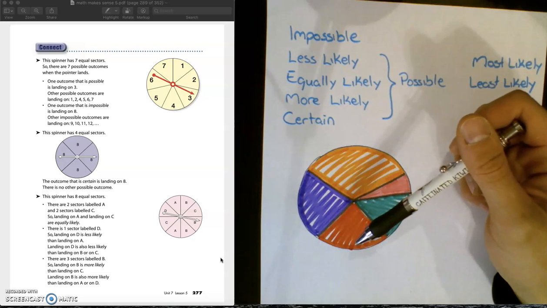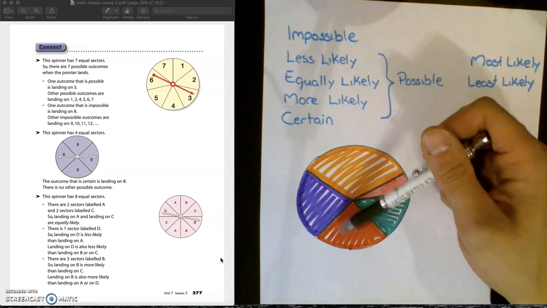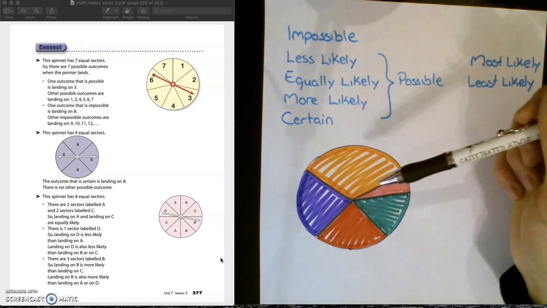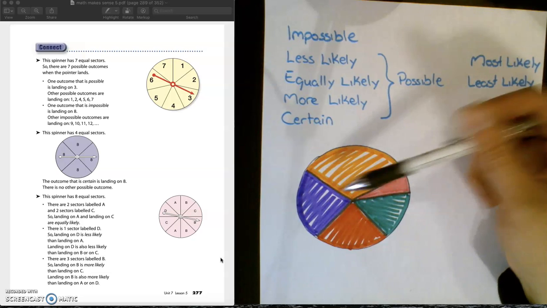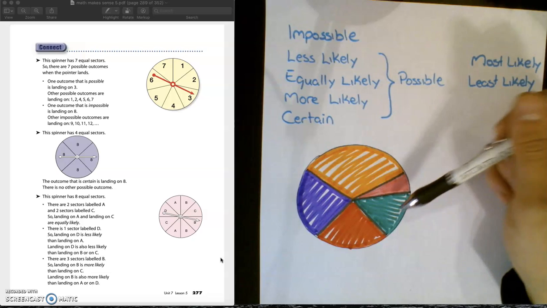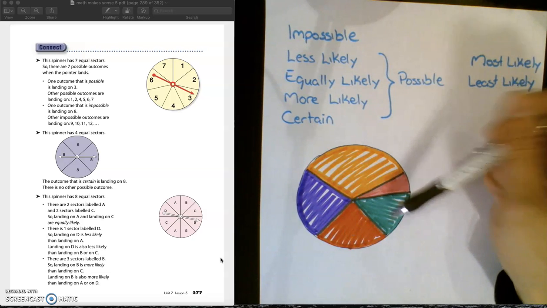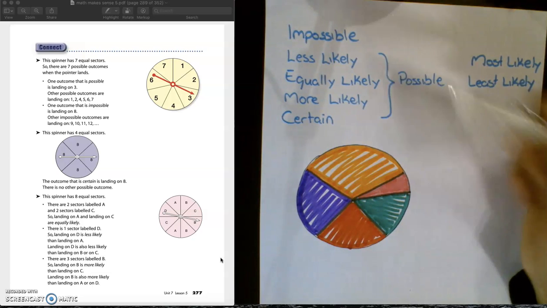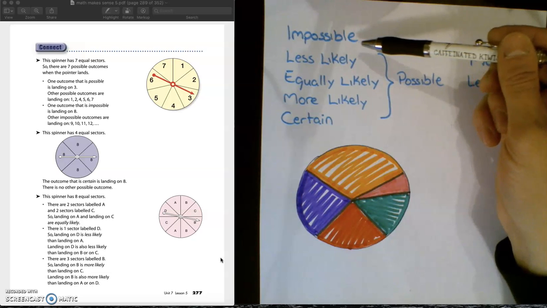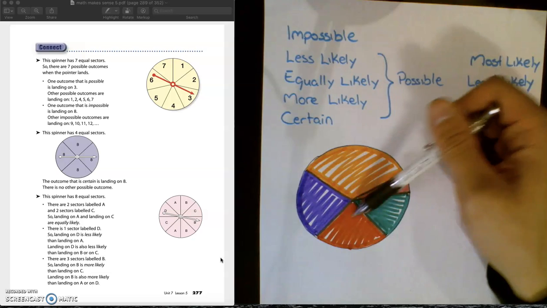Okay, I tried to draw them so they were about the same size. I know it's not exact. But I'm equally likely to get a purple or a red. Right? I am less likely to get a purple than I am to get an orange. I am less likely to get a green than I am to get a red. Even though they look close, the green is a little bit smaller. Okay, so this is a vocab, right? Impossible, you have no chance of getting. Certain, guaranteed. Nothing on here is certain.